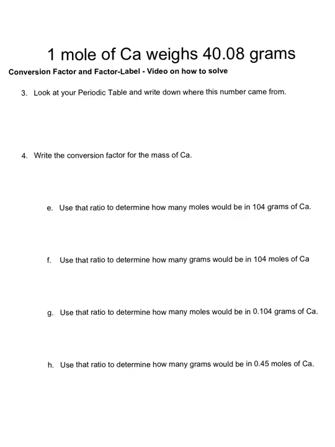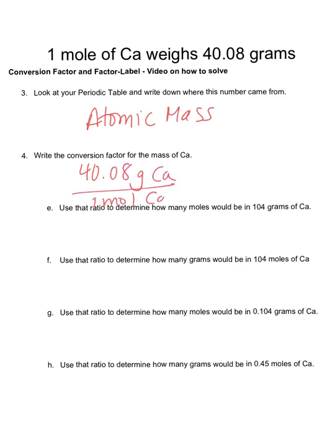All right, so now we're going to look at the periodic table, and where did this number of 40.08 grams, 1 mole of calcium, come from? It comes from the atomic mass. So I'm going to write the conversion factor from this. 40.08 grams of Ca is 1 mole of Ca. Or I could write the inverse of it: 1 mole of Ca is 40.08 grams of Ca. So I could write either of those as my conversion factor.